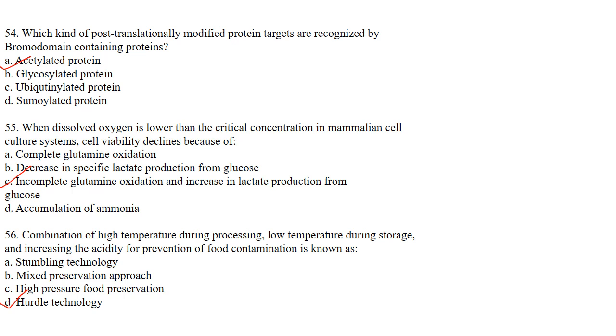final product. So here they have used a combination of high temperature during processing, low temperature during storage and increasing the acidity for prevention of food contamination, and it is known as hurdle technology. So they have used three different combinations to produce hurdles for the pathogen, and the technology is called hurdle technology.